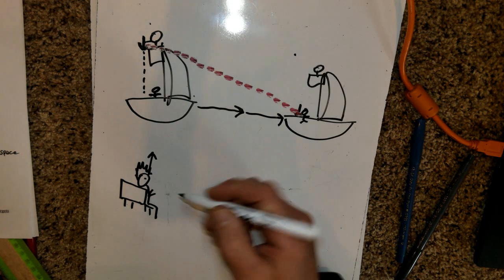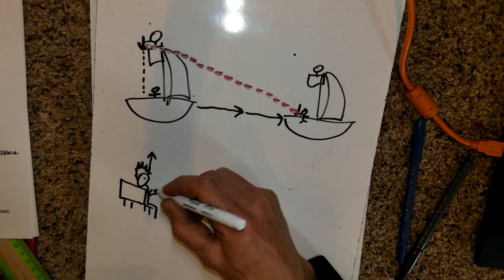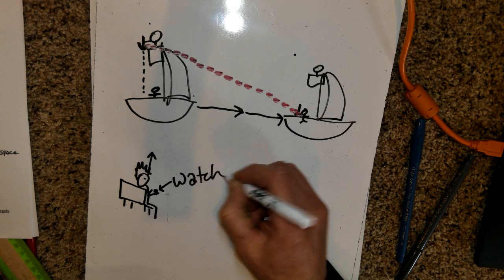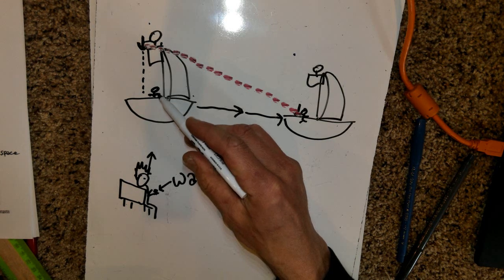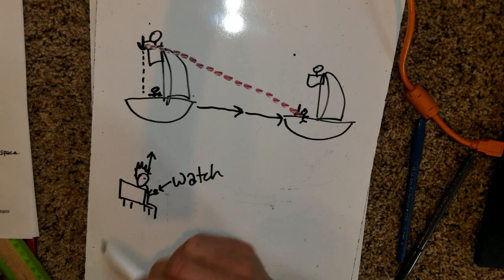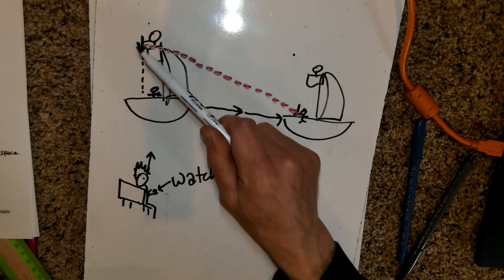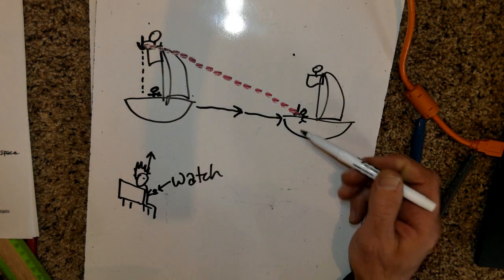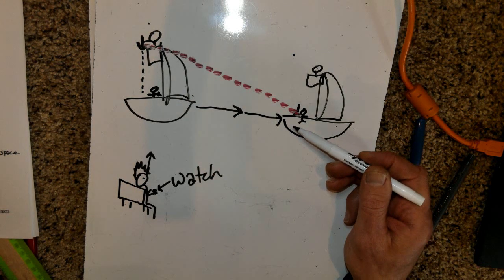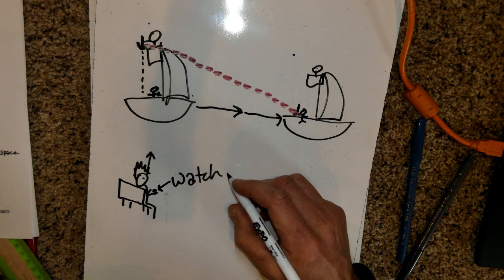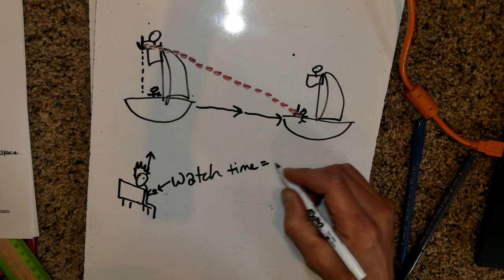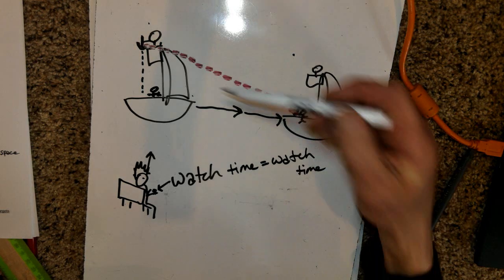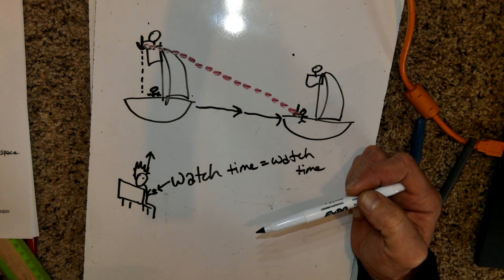Now, what Einstein realized is if he was wearing a watch, and if the captain was wearing a watch, and they both started their watch the moment they saw the anchor let go, and they stopped it the moment the anchor hit the boat, their watches would agree. Watch time equals watch time. They both time the same event. So the time it takes to go from up there to down there has to be the same, right?